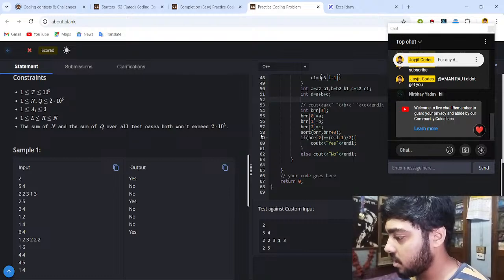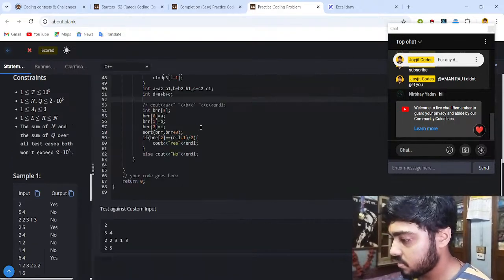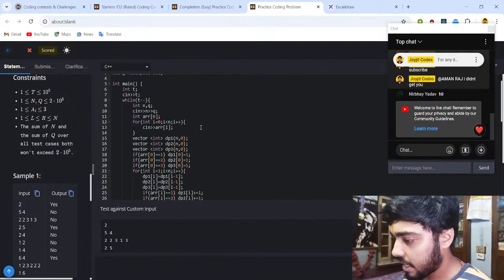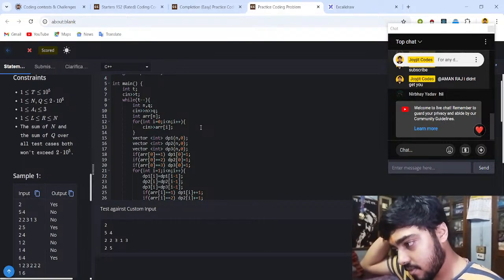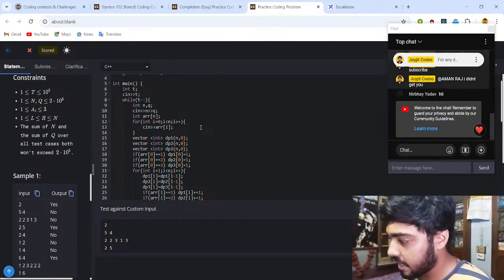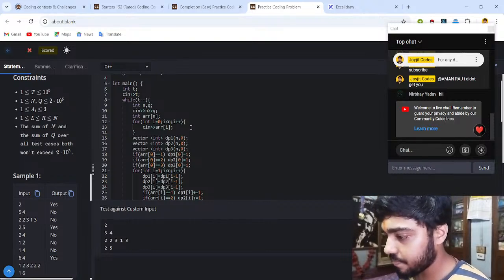Just tell me if this logic is clear or not. Based on that, I'll go to the code and start explaining it. If anyone tells me that it's not clear, then I'll go back to the explanation.